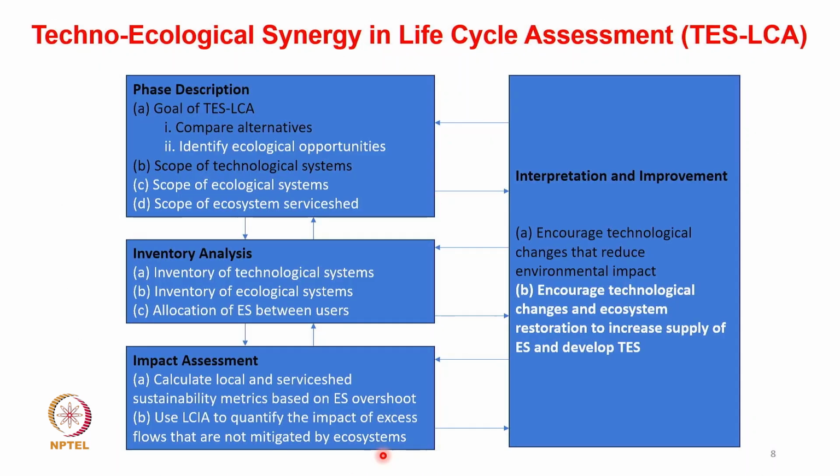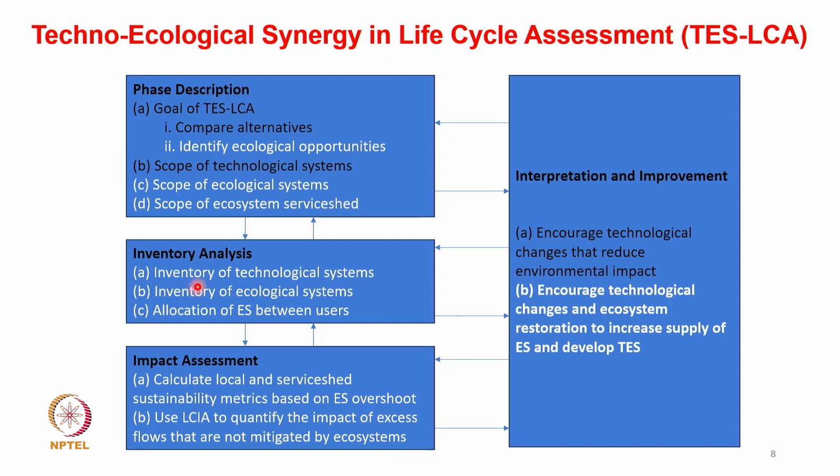So now let's look at the cases. How do we evaluate this technological synergy? There are multiple steps involved. First of all, you have to set up the goals. Then you have to find out the alternatives, identify the opportunities, then look at the technological systems, scope of ecological systems, and ecological service shed. Service shed is the area in which we do our analysis. For instance, if you are looking for conservation, watershed is the service shed.